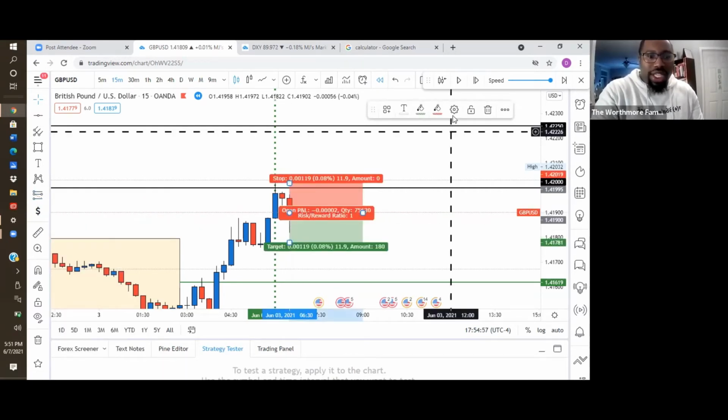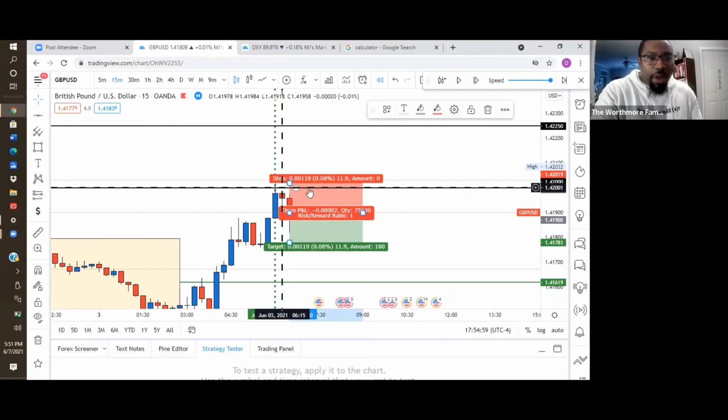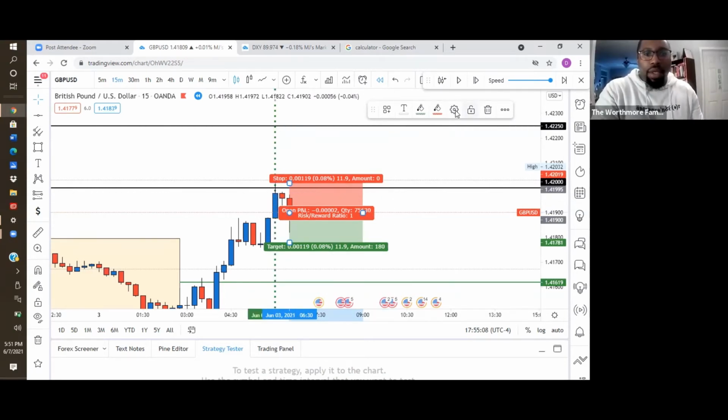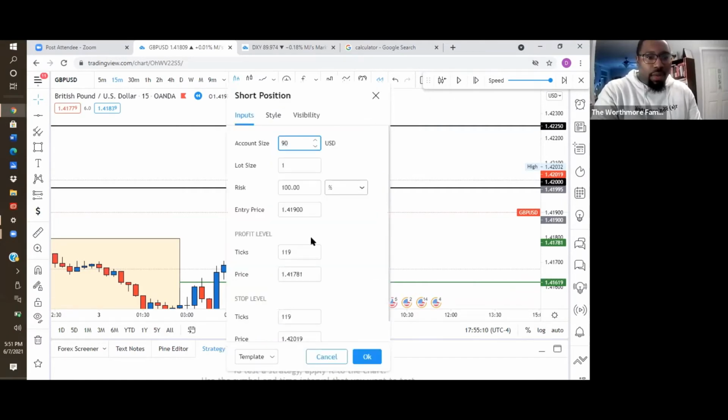So what I do is I give myself a 10 pip stop loss above the high. The high right here is 1.4203. So my stop loss realistically would be like 1.422, okay? So let's go ahead and see what that looks like. 1.422 for my stop loss. Okay, what's that give me? That gives me a 30 pip stop loss. So that means for a 1 to 2 trade, I need to have a 60 pip take profit, right?